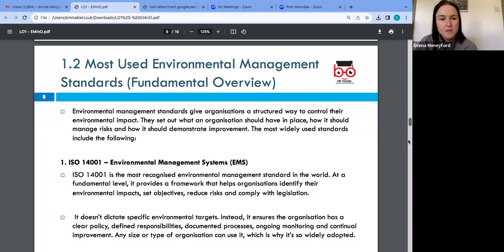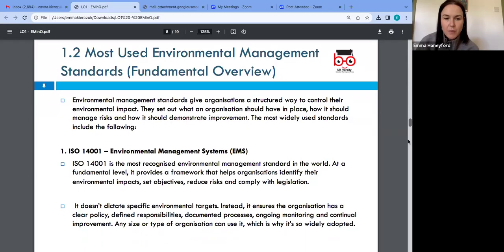And that's driven by the science as well. So you've got the ISO 14001. This is one of the most recognised environmental management standards around the world.